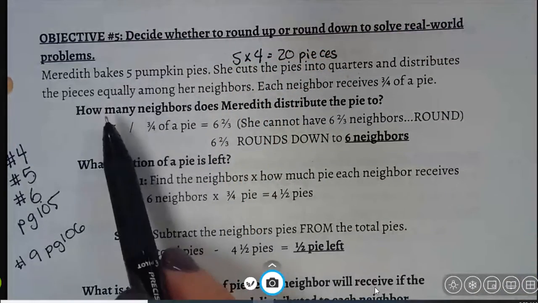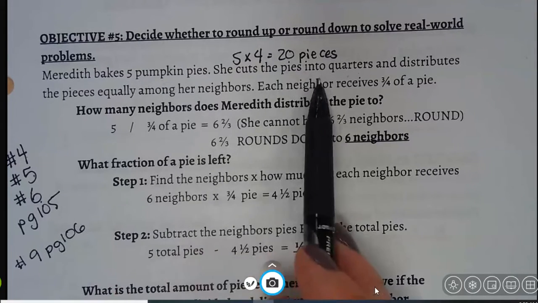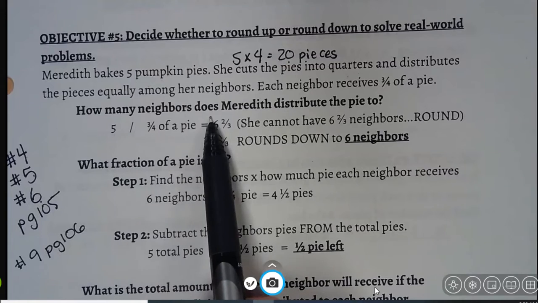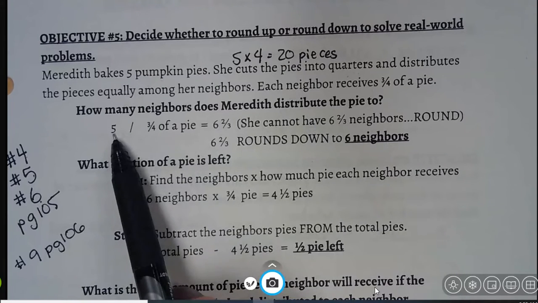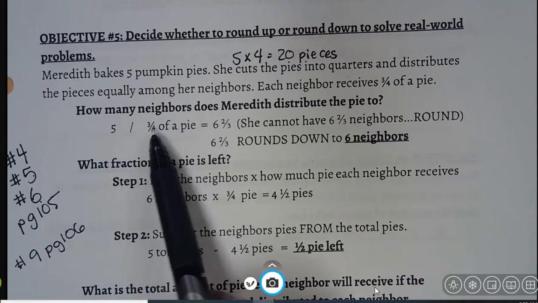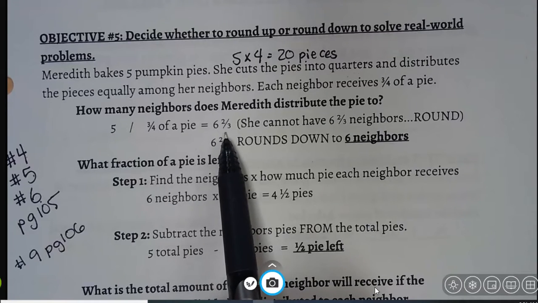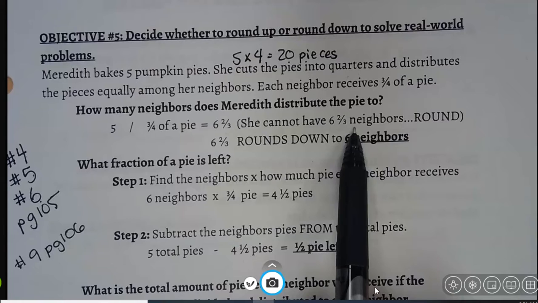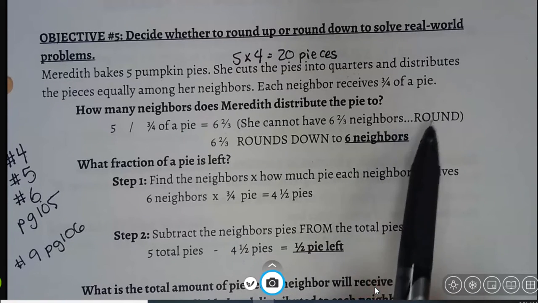And then she gives her neighbor 3/4 of a pie. So if we want how many neighbors she can distribute the pie to, we do 5 divided by 3/4, and you get 6 2/3. But remember, she can't have 2/3 of a neighbor. So we have to either round up or round down.